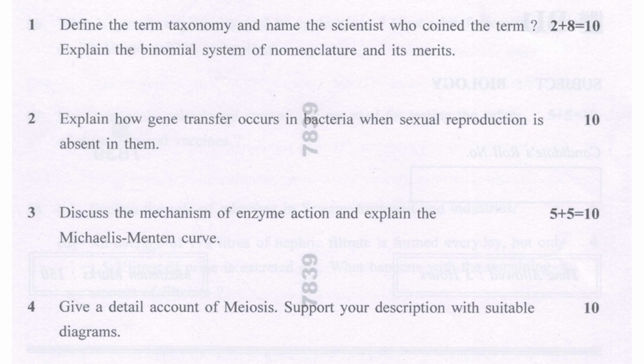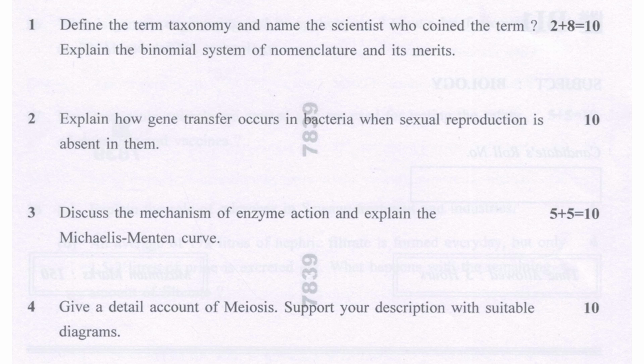Question number 1: define the term taxonomy and name the scientist who coined this term. Explain the binomial system of nomenclature and its merits. Question number 2: explain how gene transfer occurs in bacteria when sexual reproduction is absent in them. Here one will have to talk about the three methods: transformation, transduction, and conjugation.